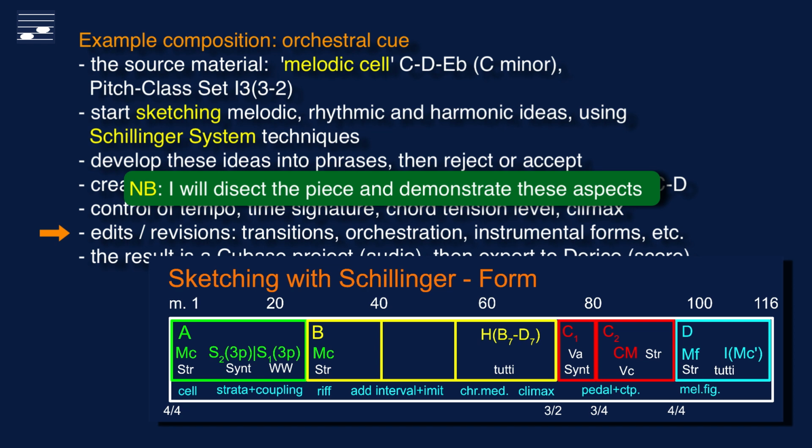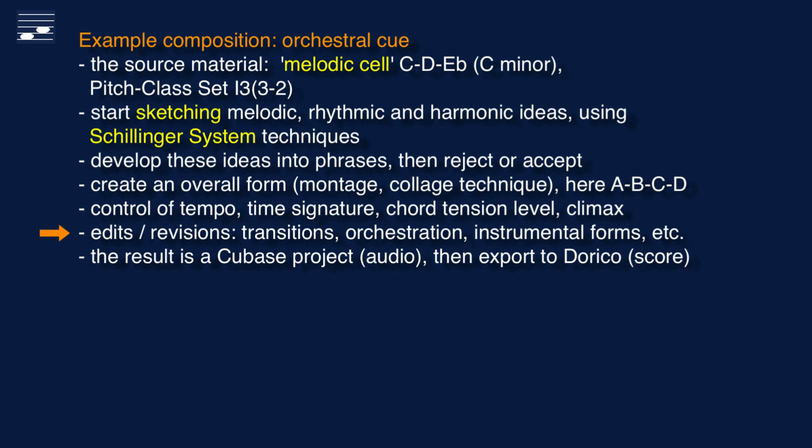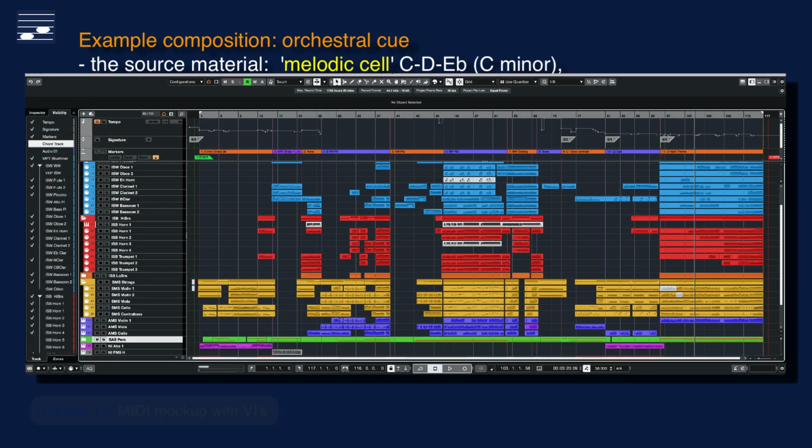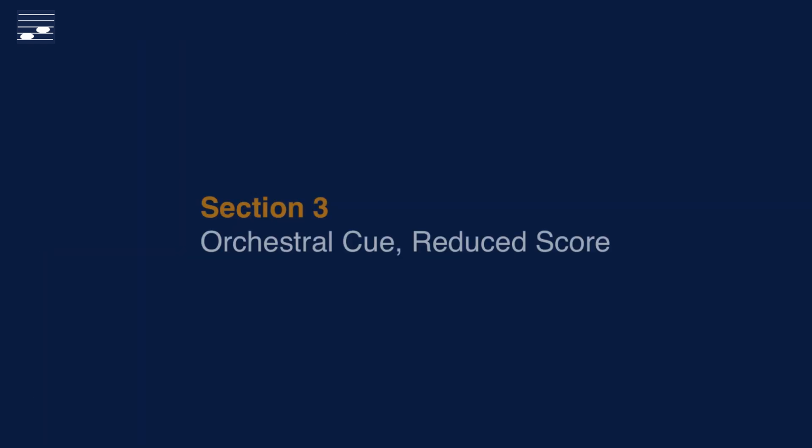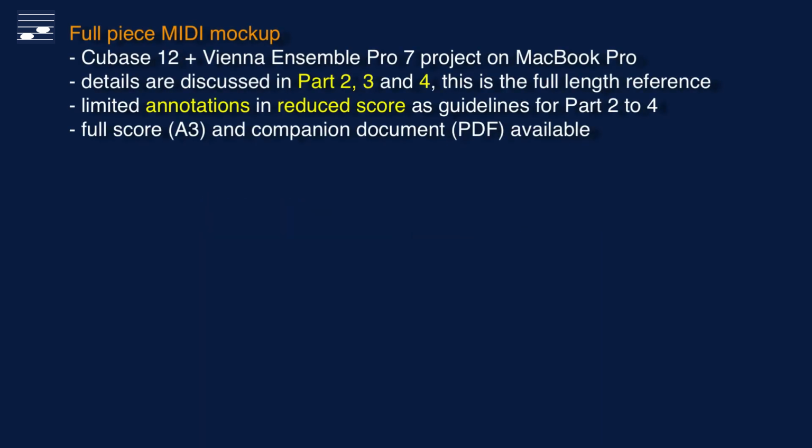My sketching process starts at the keyboard, on paper and in the Dorico music notation software. The result is a Cubase MIDI markup, which is then exported back into Dorico for creating both a full and a reduced score. To put the entire series content in perspective, now you'll hear the full-length composition. You may want to use this as a reference and come back here to listen to where and how the detailed musical elements have been integrated into the full composition.